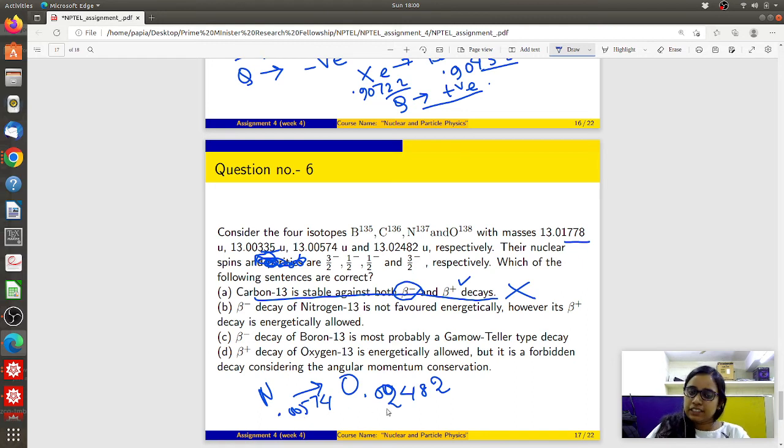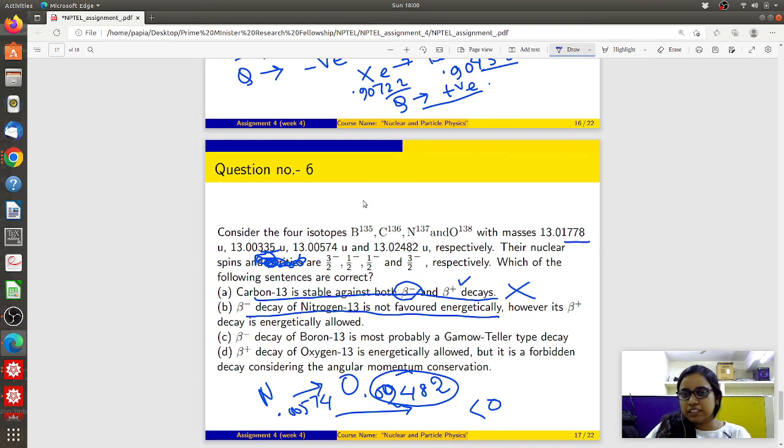Obviously it is not possible kinematically, because this one is greater than the previous one. So that means the Q value will be less than 0. It is a negative value, and if the Q value is negative, then the beta minus decay of nitrogen-13 is not favored energetically.